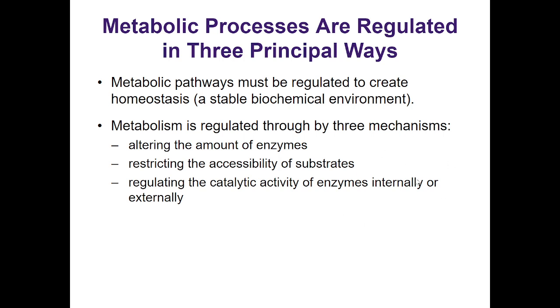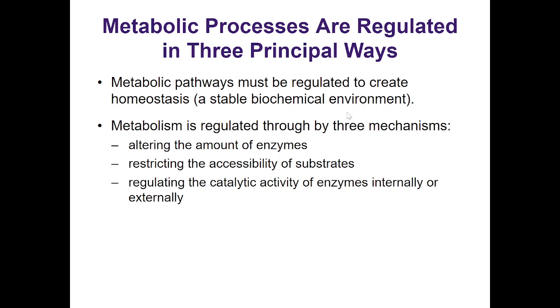The metabolic pathways must be regulated to create homeostasis. This is a stable biochemical environment. Metabolism is regulated through these three mechanisms: altering the amount of enzymes, restricting the accessibility of substrates, and regulating the catalytic activity of enzymes internally or externally. Notice, by the way, that we've actually built ourselves up to a point where when I say those three terms now, did anybody get lost? No. We've actually seen all those, haven't we? Looking back, you actually have learned something.